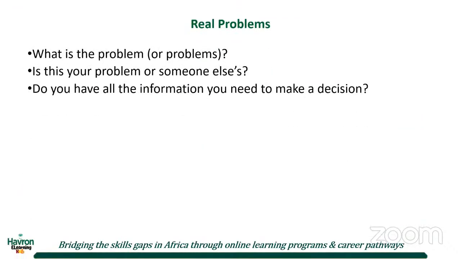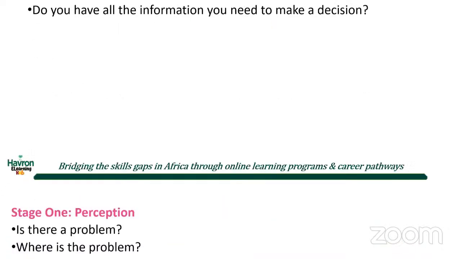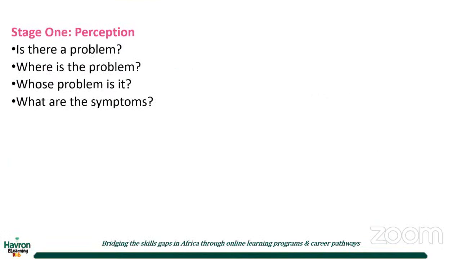Here we're supposed to have another case study, but we are going to jump that. Now let's look at stage one of the problem solving we have mentioned. Phase one: what you need to know about perception. You ask yourself, is there a problem? Where is the problem? Whose problem is it? This is the sniffing, groping, grasping stage.